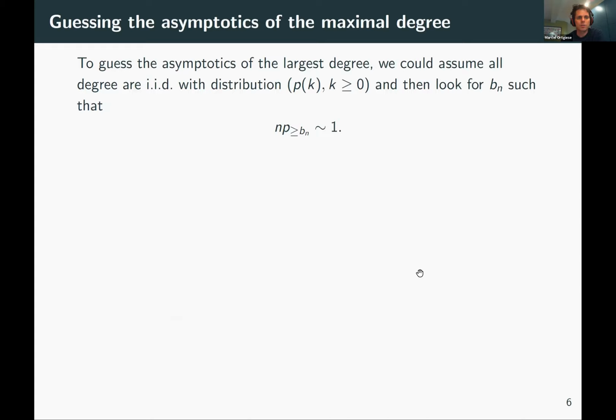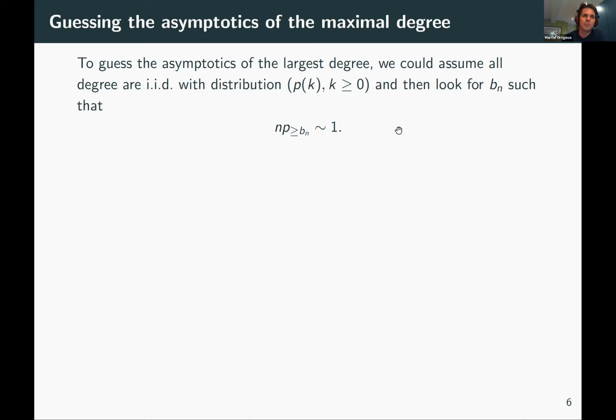Good. Okay, so now I said we understand the typical degree, and now we can make an educated guess about the largest degree. So what can you do? If all the degrees in your graph were IID, and you know the distribution, then you can guess that the first order asymptotic of the largest degree is chosen such that n times the probability that the degree is bigger than b_n, that should be of constant order, right? So if you had IID random variables, that would probably give you the right answer.